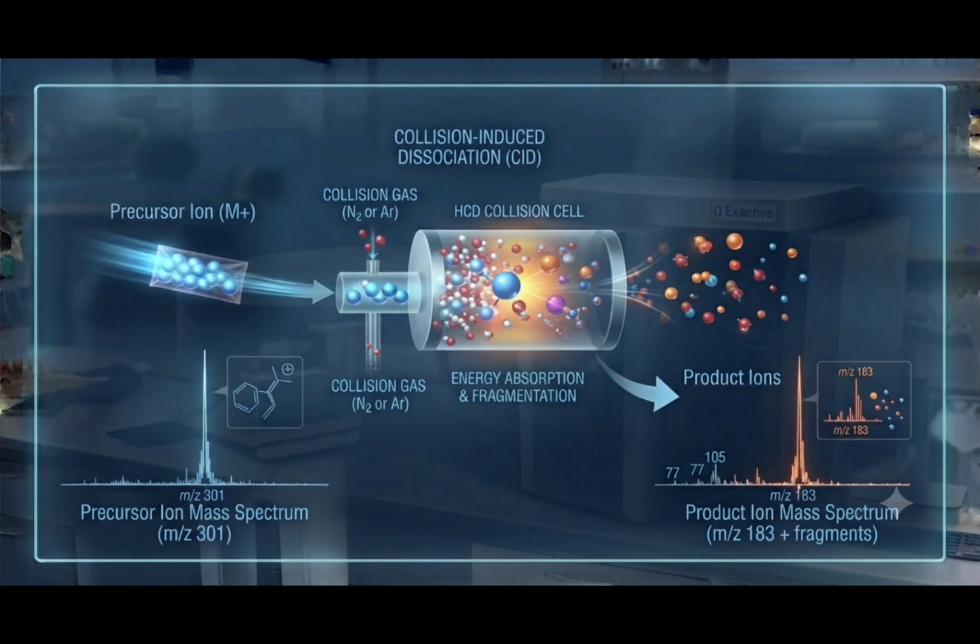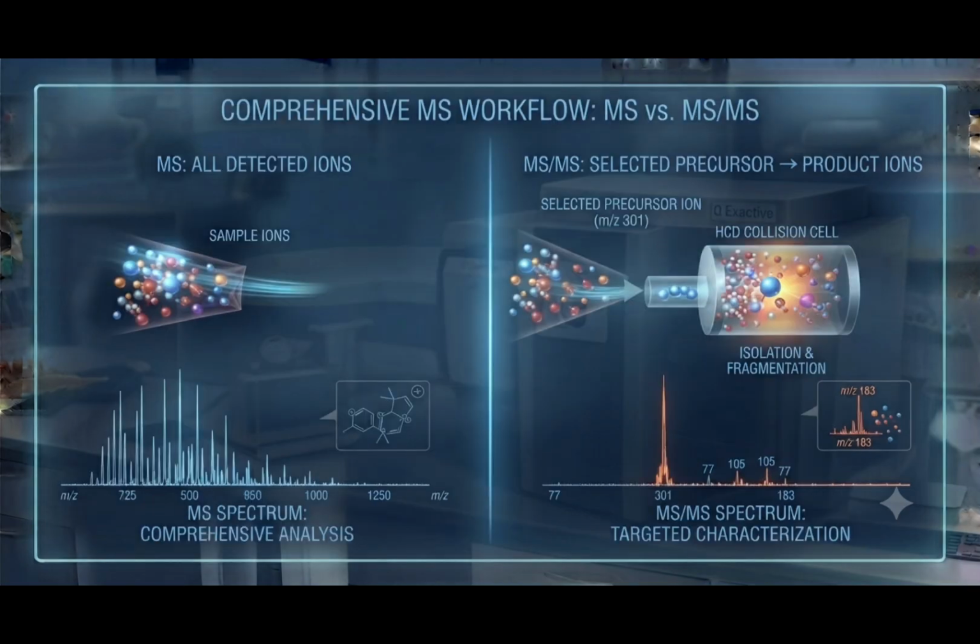Collision induced dissociation. One commonly used fragmentation process is collision induced dissociation, or CID. The selected precursor ion collides with an inert gas. Energy is transferred to the precursor ion, causing chemical bonds to break. The resulting product ions provide information about the structure of the original molecule.